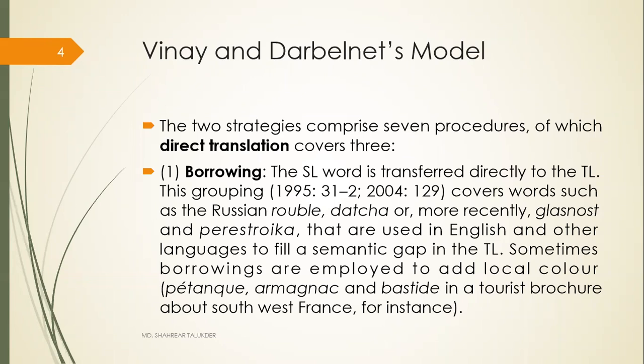Otherwise, we can take the liberty and translate all the words into the target language and then put it into translation. Otherwise, borrowing is a good thing and we can do it. For example, you see this grouping covers words such as the Russian ruble and dacha, or more recently, glasnost and perestroika. So those are used in English and other languages to fill a semantic gap in the target language. So just remember, look at the word that is called semantic gap.